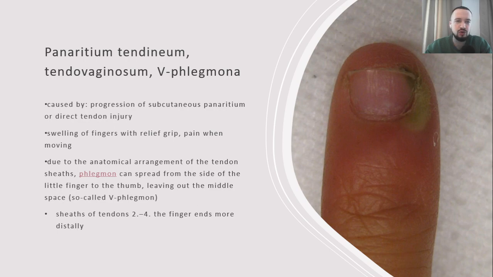Panaritium tendinum, caused by progression of subcutaneous panaritium or direct tendon injury, swelling of fingers with relief grip, pain when moving. Due to the anatomical arrangement of the tendon sheaths, phlegmon can spread from the side of the little finger to the thumb, leaving out the middle space, so-called V-phlegmon. Sheaths of tendon 2 for the fingers and more distally.